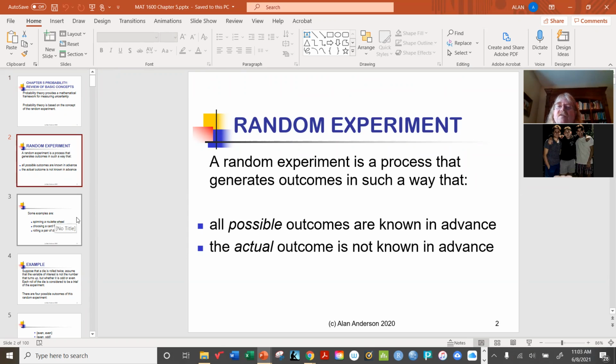Now, by the way, it turns out that games of chance lend themselves very nicely to examples in this area. So we'll be doing some of that. For example, rolling dice and picking cards from a deck, spinning a roulette wheel, that kind of thing.